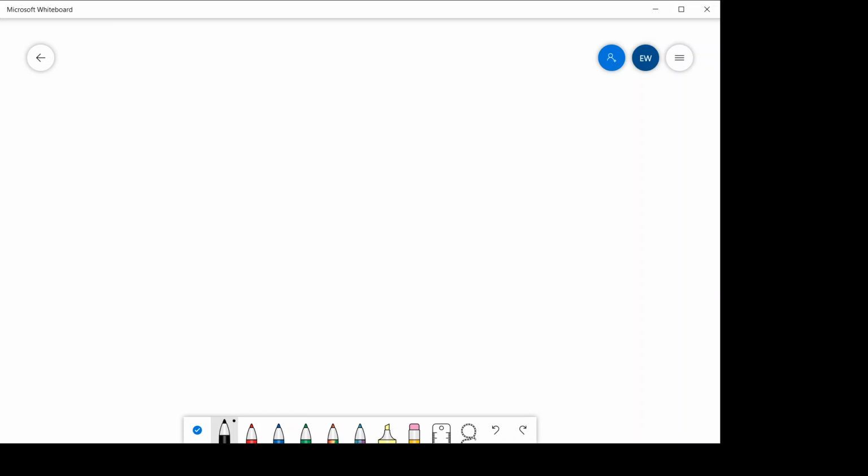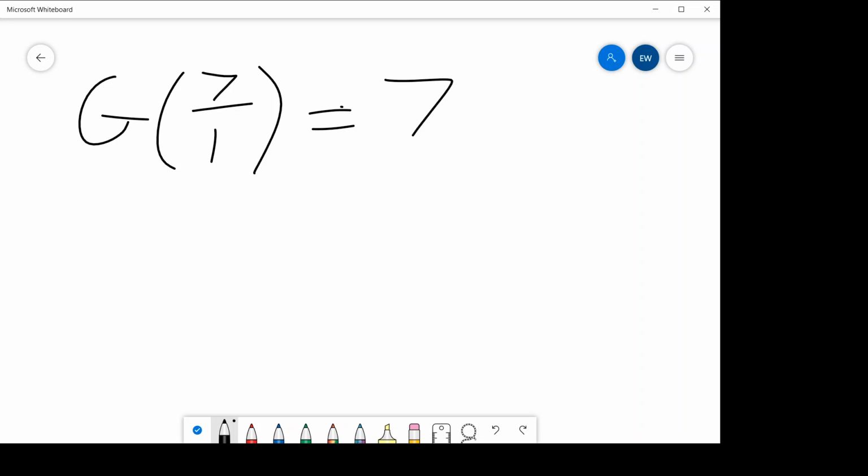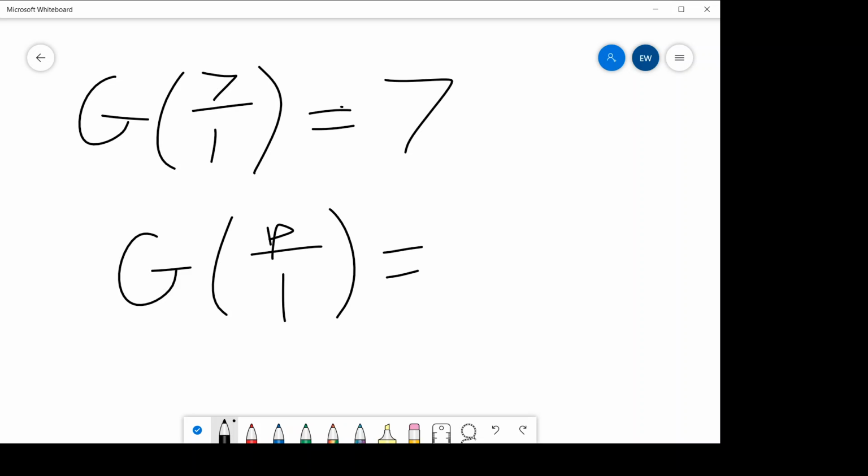So, I should say one further note is in higher limit tunings, we can construct the rest of the primes just by doing this. So for any prime p, we have that g of the prime p over 1 is going to just be the prime p. Okay.